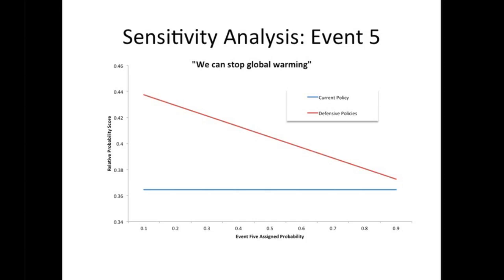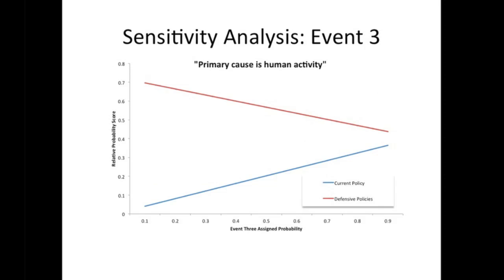In fact, current policy approaches is completely insensitive to changes in the assigned probabilities for event 5. This is because the defensive solutions policy is also the appropriate response for the outcome in which global warming cannot be reversed, given that human activity is not a primary contributor. Let's take a look at event 3, which is that the primary cause of global warming to begin with is human activity. You can see there's some movement in these two curves, but the movement doesn't intersect in any way until you get basically to certainty beyond 0.9.